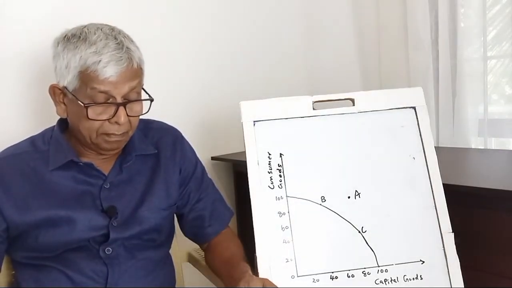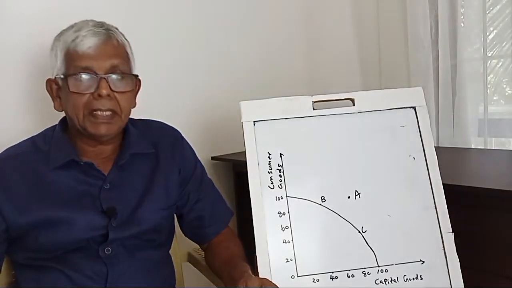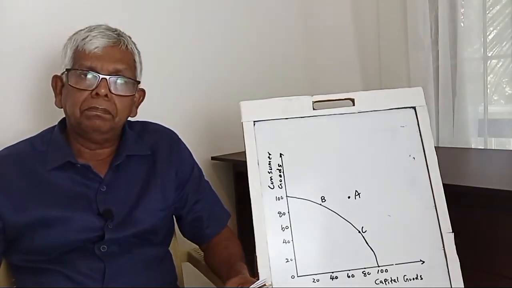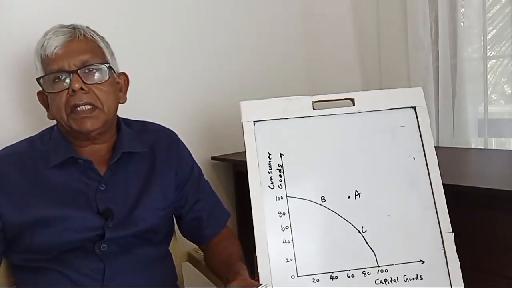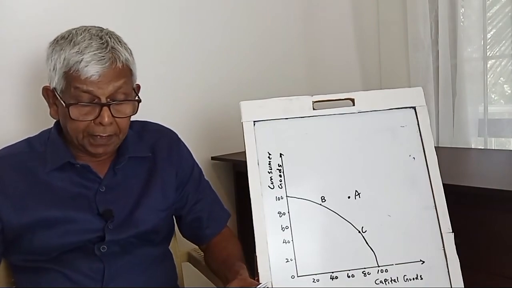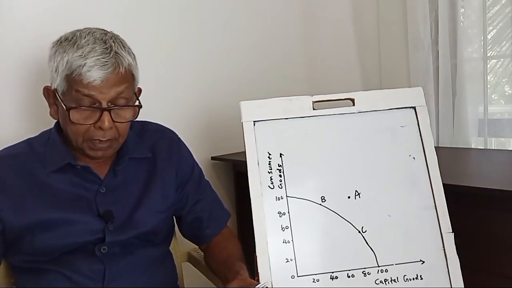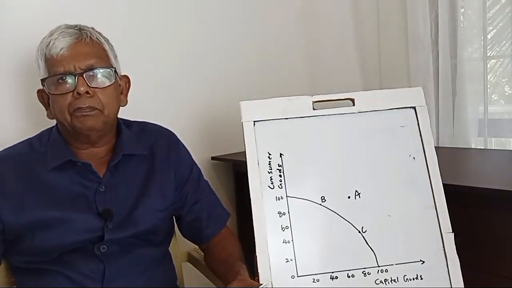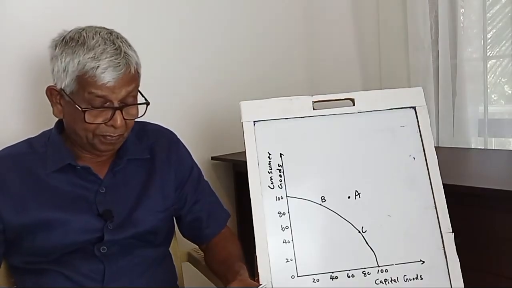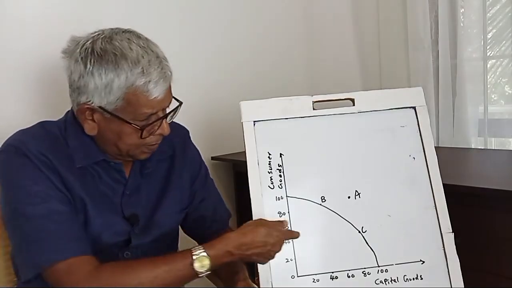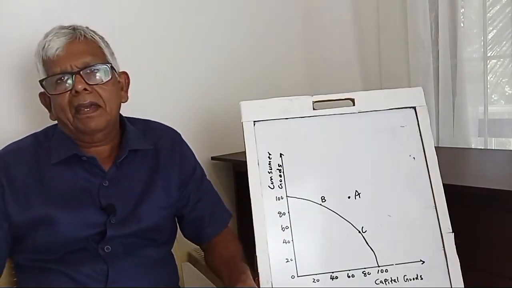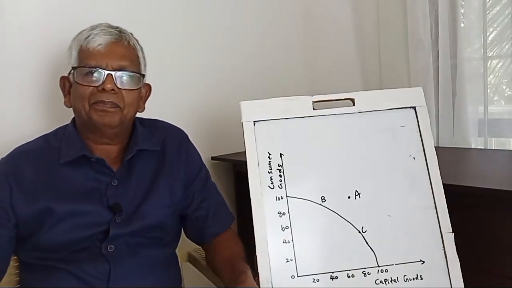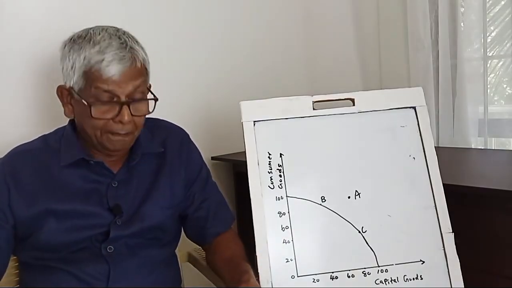What is meant by scarcity? Explain the problem of scarcity using a production possibilities curve. Production possibilities curve. Please look at this whiteboard. Okay.